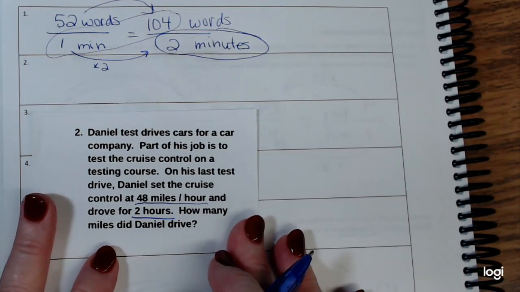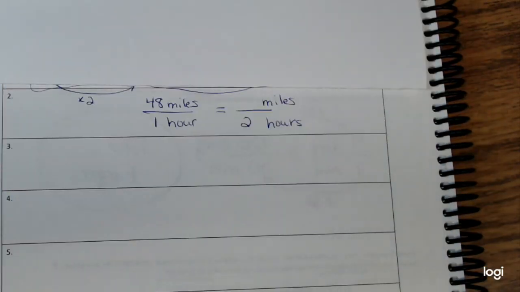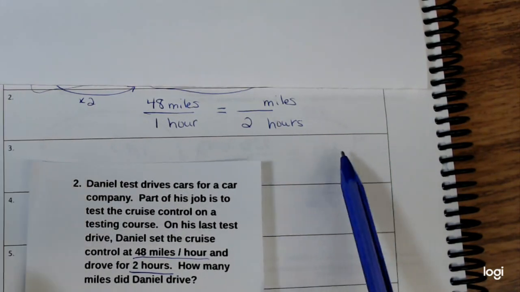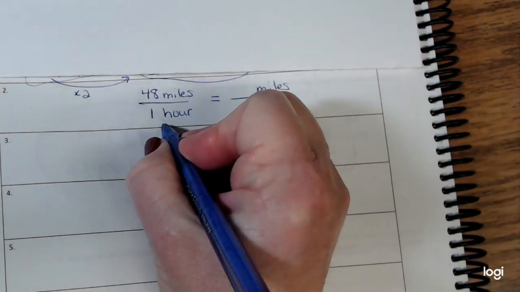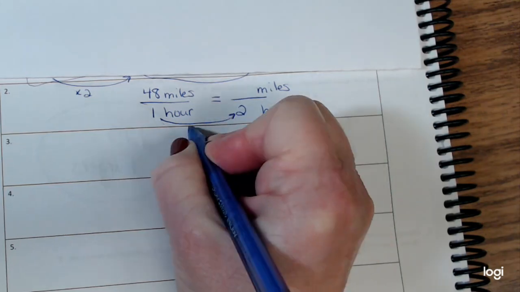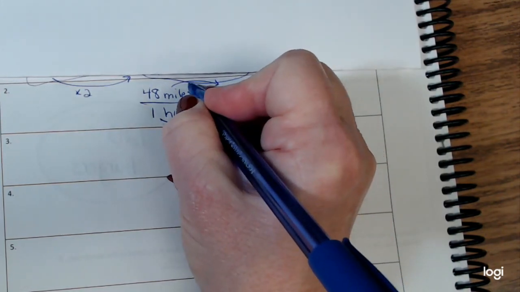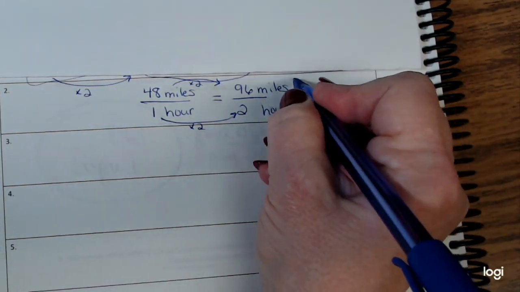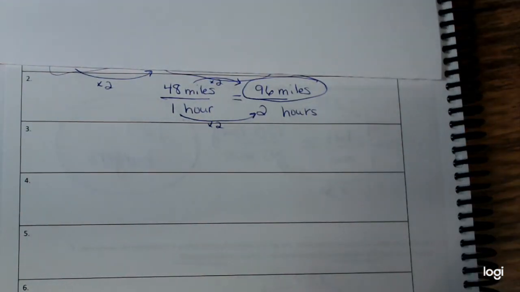See if you can solve my problem. Pause the video. All right, so here's our proportion. We had here 48 miles per 1 hour, and it says he went 2 hours. Well, I solved it by doing this. I found out 1 times 2 is 2, so I took 48 times 2, and I found out that Daniel went 96 miles. Great.